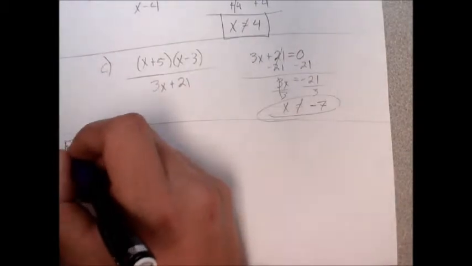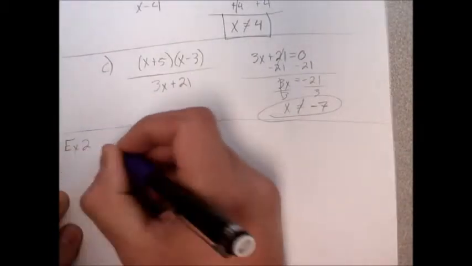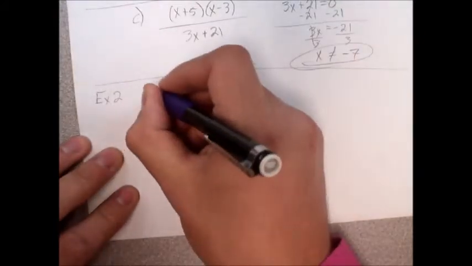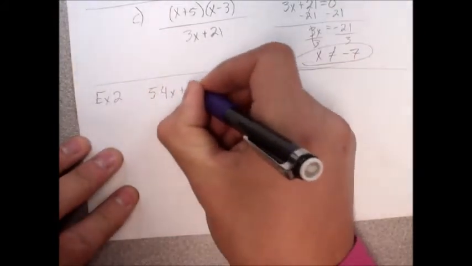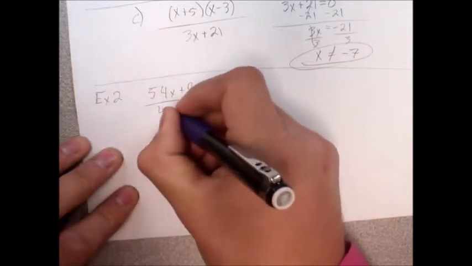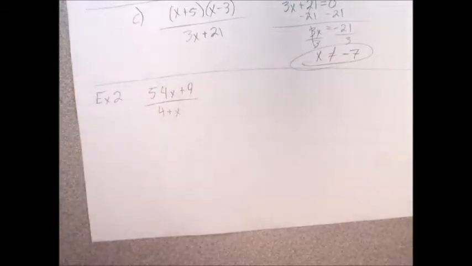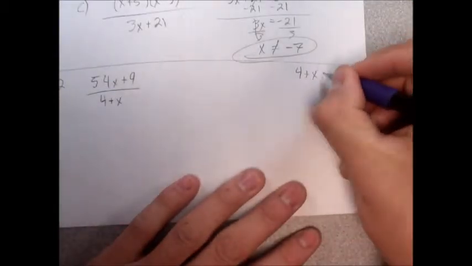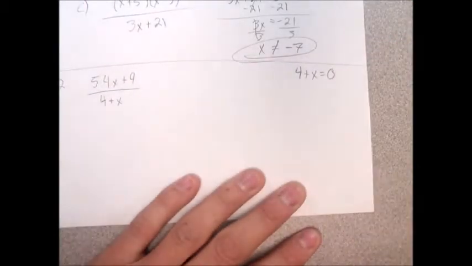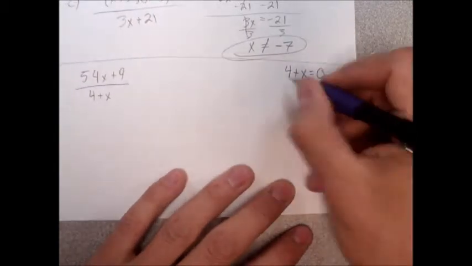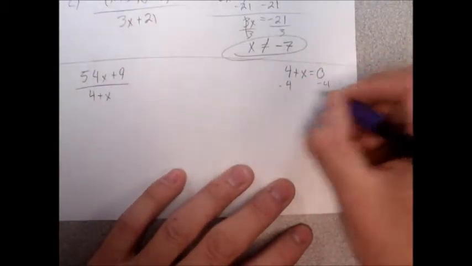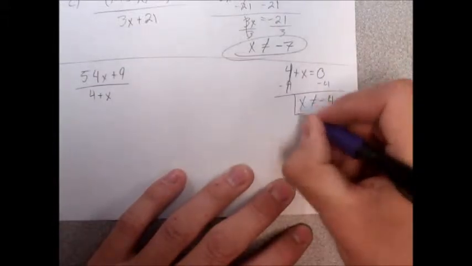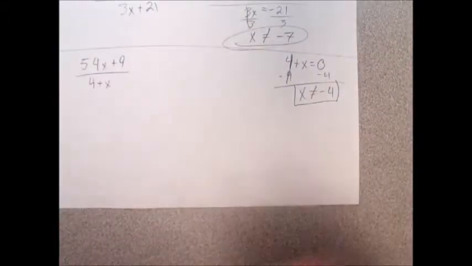Example 2. It says, so we're going to have to simplify this one. 54x plus 9 over 4 plus x. So I still have to identify excluded values. So I'm going to take my 4 plus x, I'm going to set it equal to 0, I'm going to identify my excluded value. I'm going to move my 4 to the other side by subtracting it to both sides, and x cannot equal negative 4. So there's my excluded value. I'm done with that part.